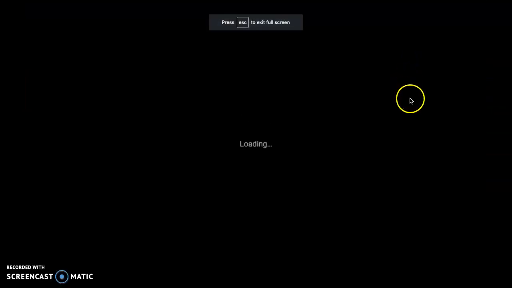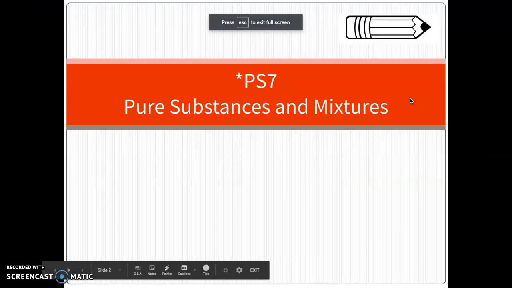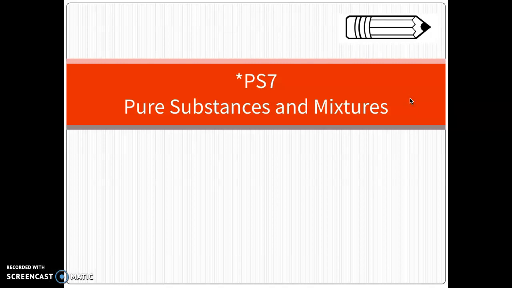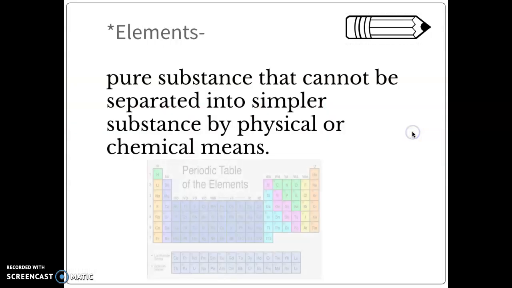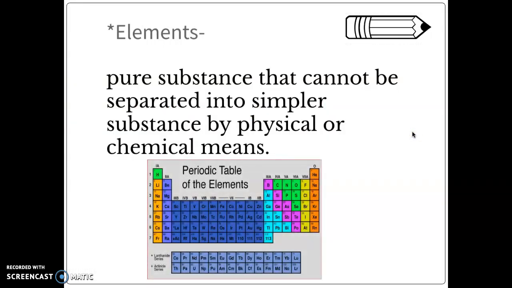All right. Today's lesson is PS7, Pure Substances and Mixtures. Remember that you can pause the video at any time if you need a little bit more time to write things down. The first vocab word, sorry, I should have labeled all the next four things as vocabulary. So this is vocabulary. Elements.